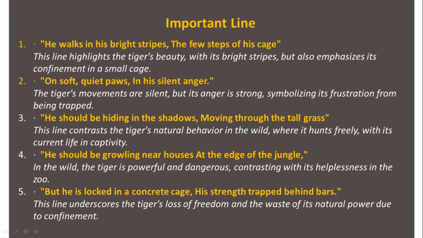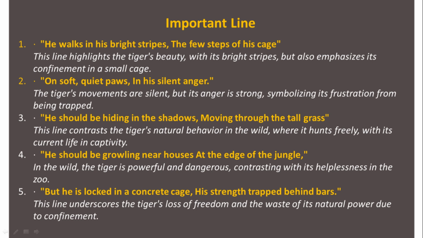The tiger's freedom is taken away on soft, quiet paws, in his silent anger. Here, the poet describes the tiger's silent movements. Even though the tiger makes no noise, his anger is strong. He feels trapped and helpless in the cage. He should be hiding in the shadows, moving through the tall grass. This line shows the tiger's natural behavior in the wild. He belongs in the jungle, free to hunt and move as nature intended.